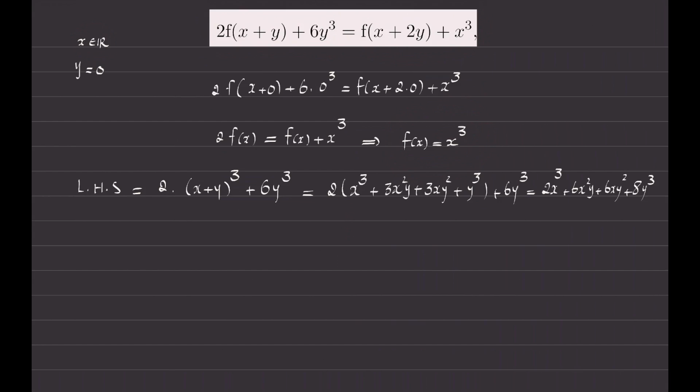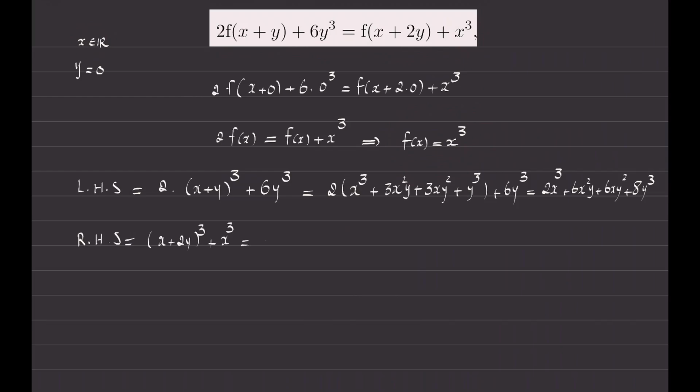But what happens for the right-hand side? Let us check. The right-hand side tells me that I have to replace x in my function with x plus 2y and then add x cubed to it. So I will do the same. It becomes x plus 2y cubed, and then I have plus x cubed.